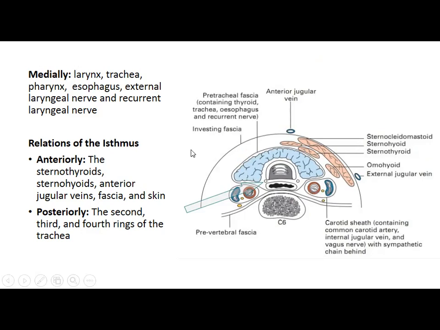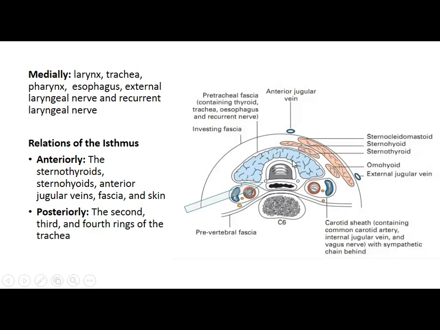Then medially, in the middle, we can see the trachea as well as the larynx. Then the pharynx, all these will be together here. Then the esophagus, this is the esophagus. Then there is a nerve called the external laryngeal nerve as well as the recurrent laryngeal nerve. So these are some of the important medial relations of this gland, the thyroid gland.